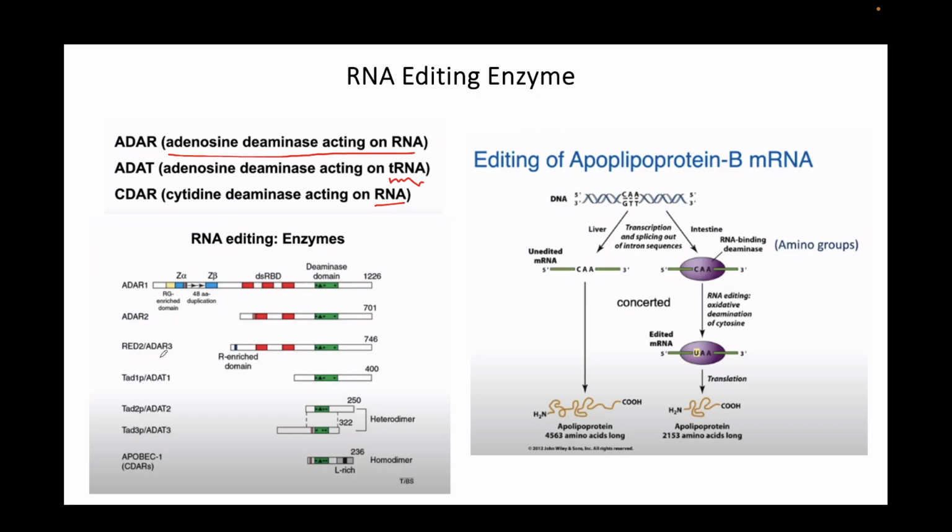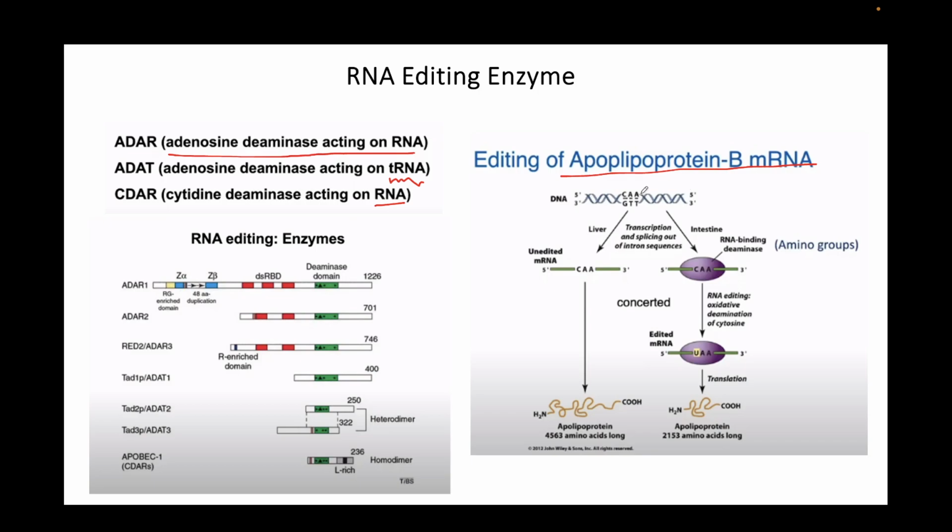Okay, RED2, ADAR3, or like this. These are the different sequence lengths of these enzymes. Okay, you can go for it. And this is one example of RNA editing of apolipoprotein B mRNA. This has been a very good example. I have extracted it from these lecture videos. You can go to the lecture videos for more information.